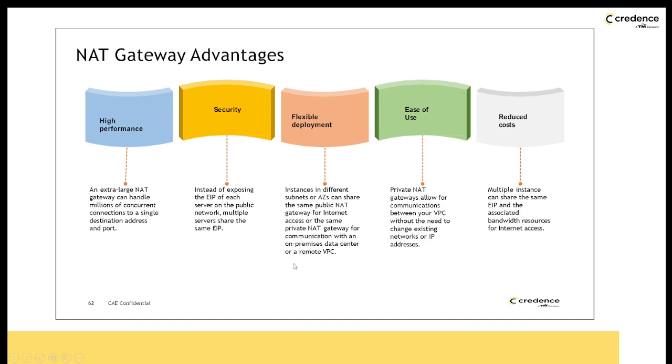or a remote VPC. In terms of ease of use, the advantage is that the private NAT gateway allows communication between your VPCs without needing to change the existing network or IP address. There is no need to change anything. It's very easy to use and very simple to configure. And the last one, of course, is reduced cost. Multiple instances can share the same EIP and the associated bandwidth resource for internet access.